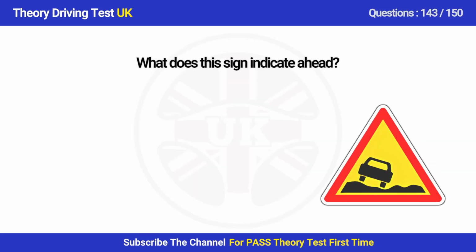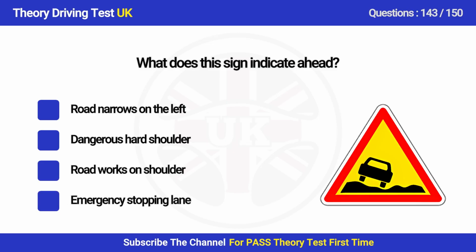Question 143. What does this sign indicate ahead? A. Road narrows on the left. B. Dangerous hard shoulder. C. Road works on shoulder. D. Emergency stopping lane.